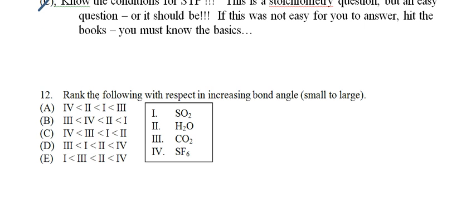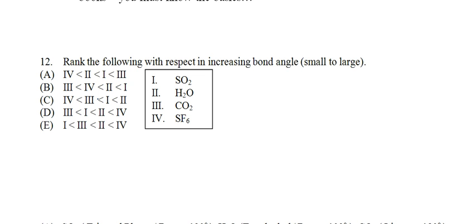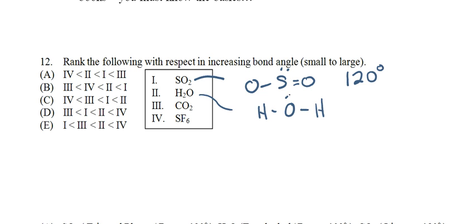Number 12. Rank the following with respect to increasing bond angle, large to small. Make sure we can draw Lewis structures for these. So SO2. Well, we're going to have a double bond on one of these, a single bond on another, and a lone pair. So since this forms a trigonal planar shape, we have 120 degrees. Looking at the water, we have something very similar. That kind of looks similar, except there we have lone pairs of electrons, and this is a tetrahedral shape with 109.